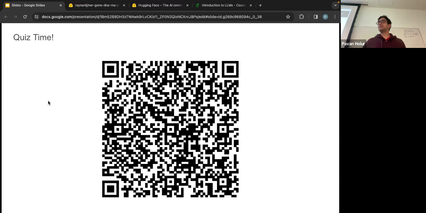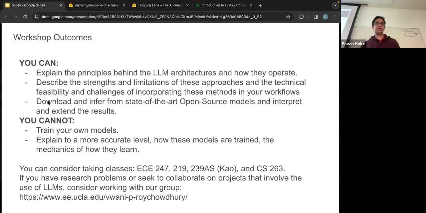Okay, shall we proceed? So we're nearly done. The outcomes of your workshop so far were that you can explain, at least to a rough extent, the underlying principles of LLM architectures, describe some of the strengths and limitations, and maybe at least at the bare bones, assess the feasibility and the challenges of incorporating them in your own workflows. And I think you have had a very holding-your-feet-to-the-fire kind of introduction to Python and using transformer models, LLMs in Python, which is the main focus of this workshop.